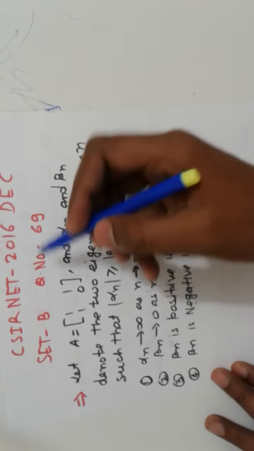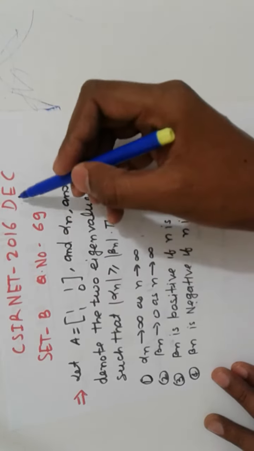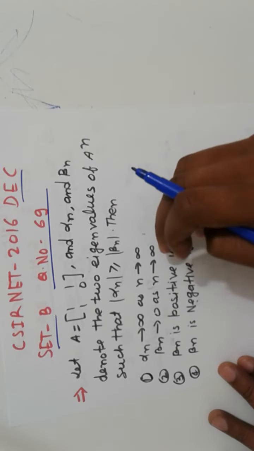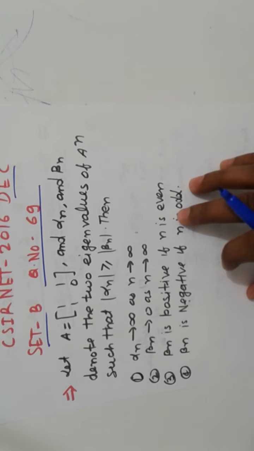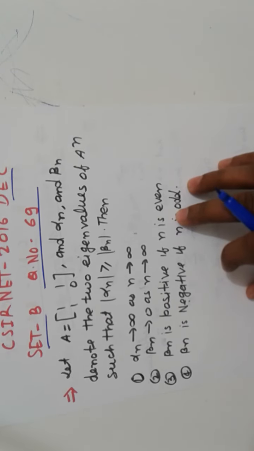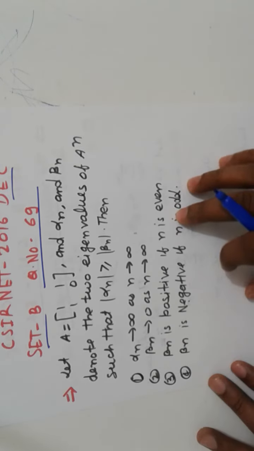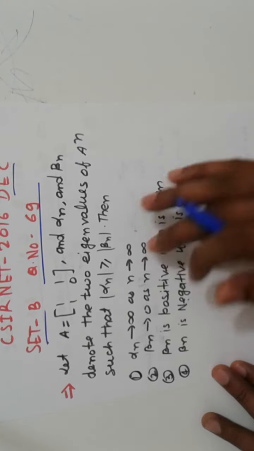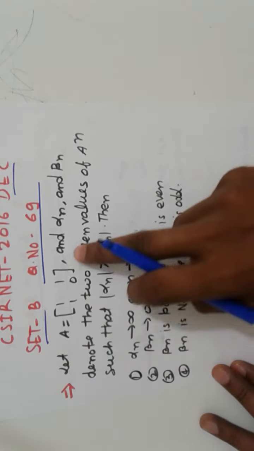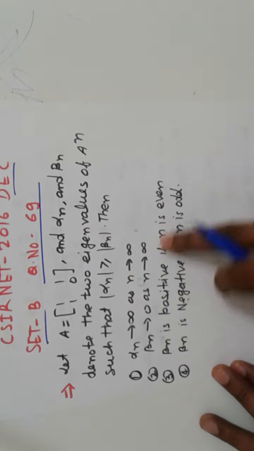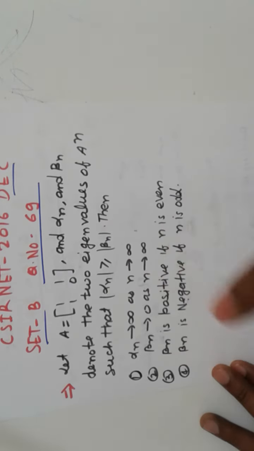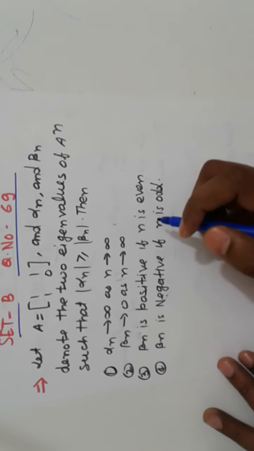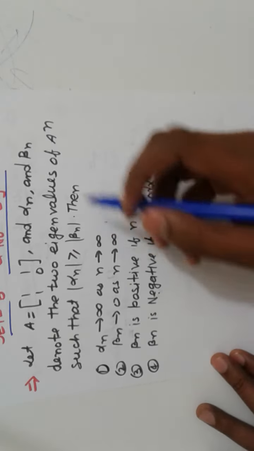Friends, again, CSIR NET 16 December set B question number 69. That is the problem of matrices. It is important; that type of problem is general, but many times related to eigenvalues and eigenvectors. The matrix is given here. First, your target is to find the values of alpha and beta, that is, first find the roots.